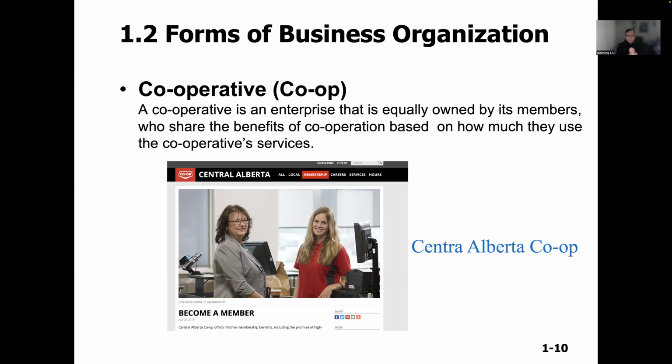For example, the Central Alberta Cooperative. Under week 1, I have put a link to a website of this cooperative. You can just give it a read. It's an interesting corporation, right? The setup, how they allocate the benefit, is quite different.